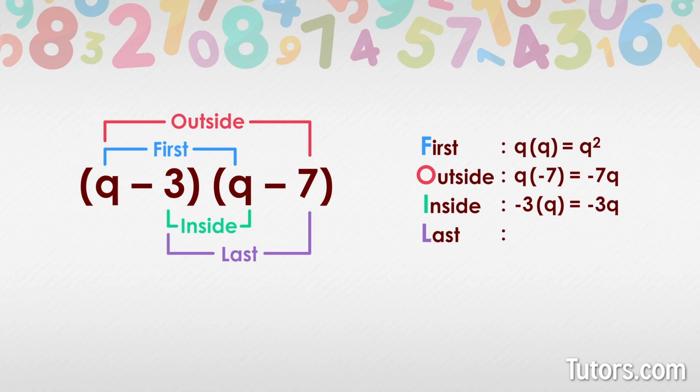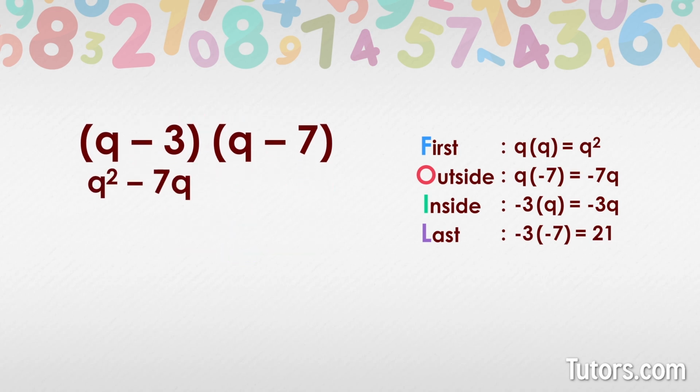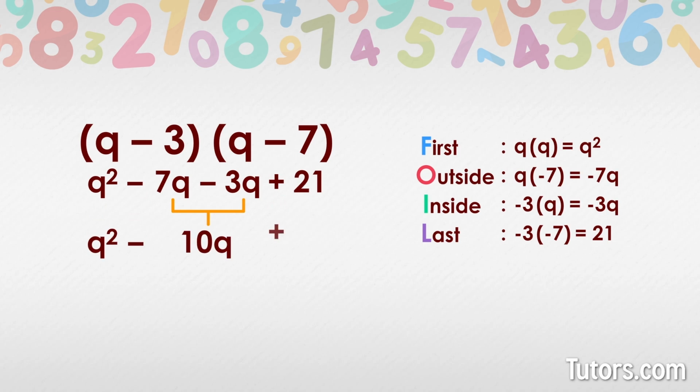Last, multiply the last terms of each binomial. Negative 3 times negative 7 equals 21. Now we have all of our answers, and we finish by combining like terms to get our final product, which is q squared minus 10q plus 21.